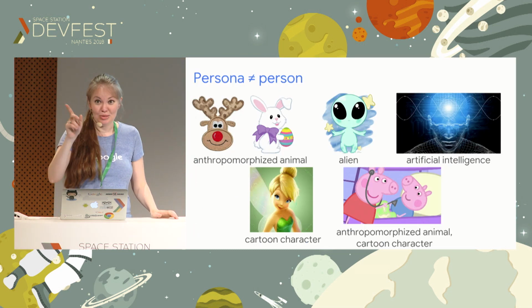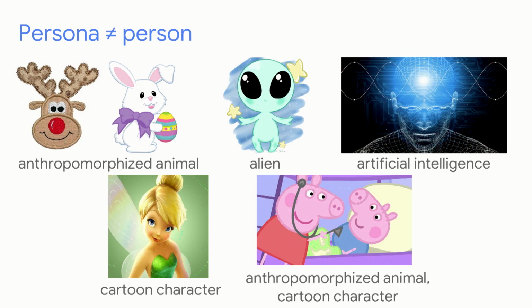Now, remember I told you that persona is not person. So this is just a few examples where persona is not a person. Persona can be an anthropomorphized animal. I just gave 2 examples, but there are lots of them, like Mickey Mouse, Rudolph the red-nosed reindeer, and then there is the Easter bunny. All kinds of personas who are just anthropomorphized animals.